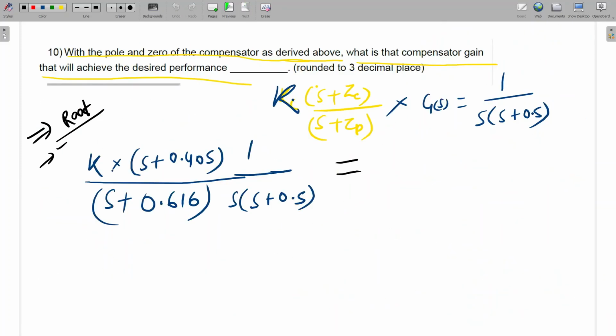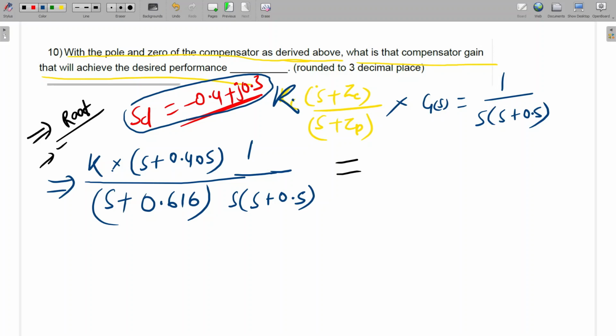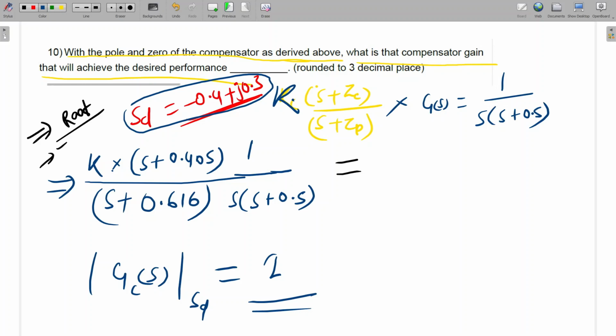So minus 0.4, our desired pole is SD is minus 0.4 plus j0.3. How can we calculate this? This is our compensated transfer function, and to achieve that criteria, that peak overshoot and all, we should put this in the whole compensated function. So the magnitude of G compensated(s) at SD should be equal to 1. If we apply this criteria, we can find the compensator Kc.